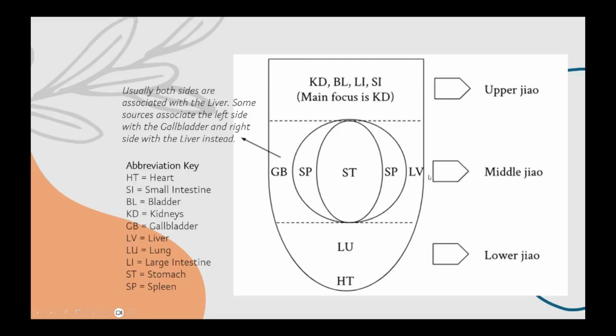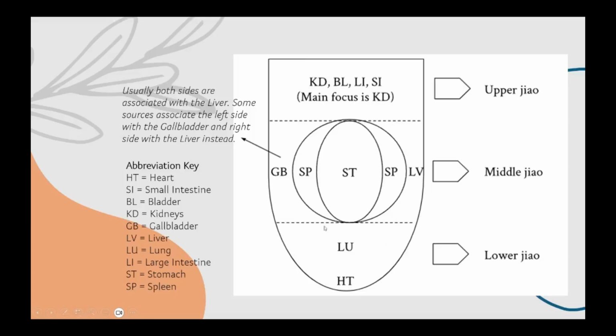The middle jiao is associated with the spleen, stomach, liver, and gallbladder. And the lower jiao, this is incorrect, this should say lower jiao, is associated with the kidneys, bladder, large intestine, and small intestine, with the main focus on the kidneys. So this would be the root of the tongue, where it's attached to the mouth. This would be the tip of the tongue, the upper jiao.